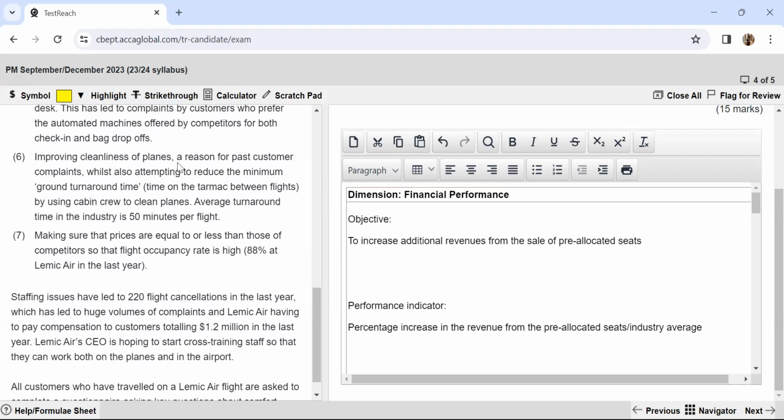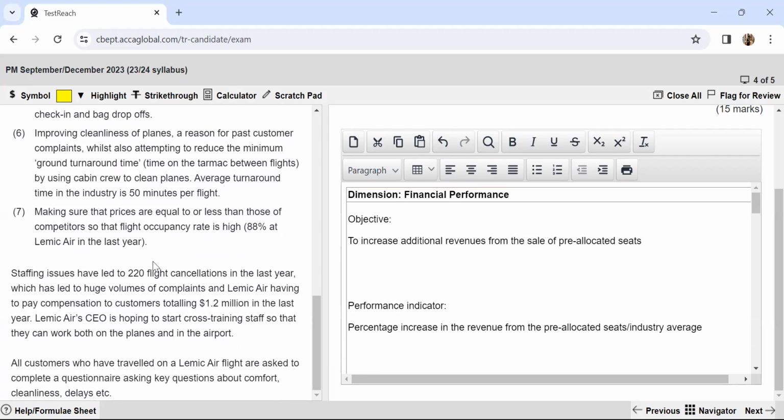Improving cleanliness of planes, a reason for past customer complaints, while also attempting to reduce the minimum ground turnaround time on the tarmac between the flights by using cabin crew to clean planes. Average turnaround time in the industry is 50 minutes per flight. Making sure that prices are equal to or less than those of competitors so that the flight occupancy rate is high, 88% at Lemic Air in the last year.